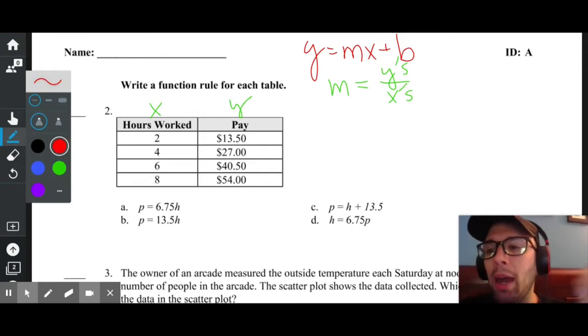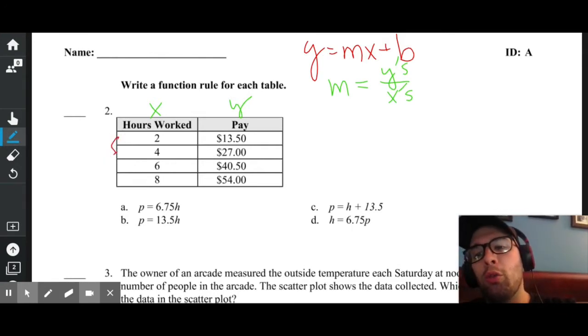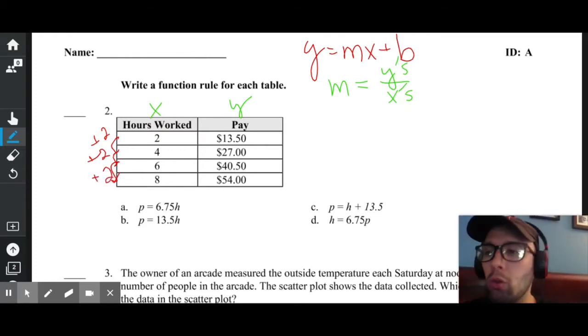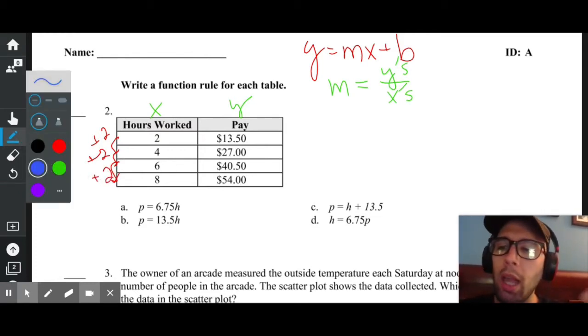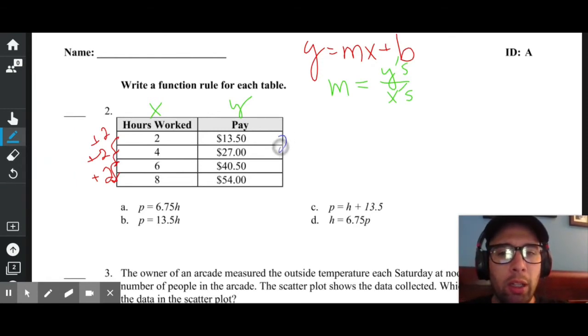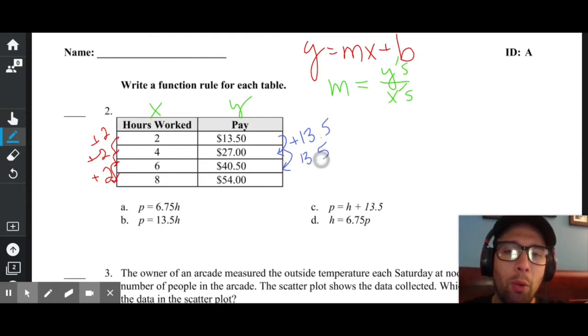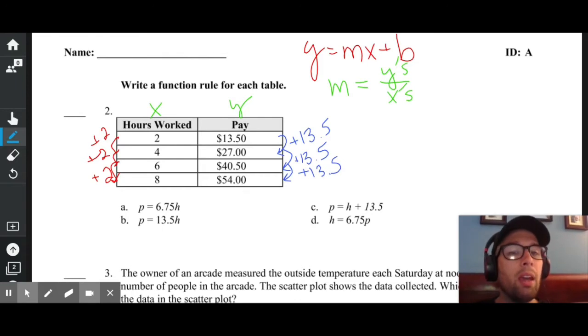So I have to find my patterns here. How do we get from 2 to 4? Add 2, of course. How do we get from 4 to 6? Add 2, of course. And from 6 to 8? Add 2, of course. How do I get from 13.5 to 27? Add 13.5, of course. So my pattern on the x side, the hours, is add 2.